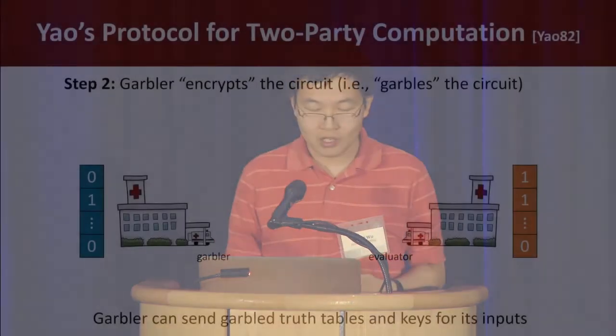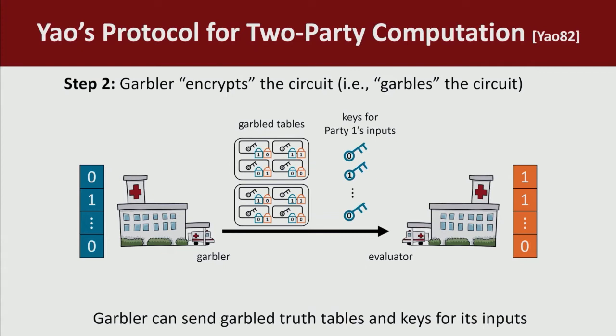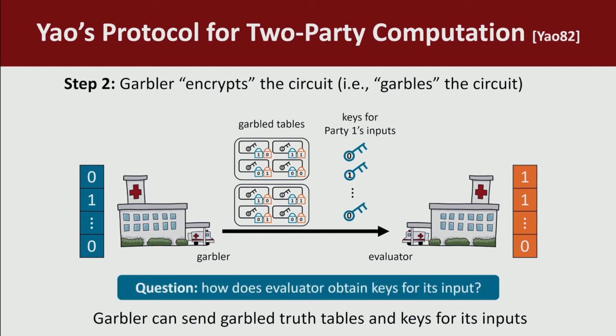Okay? So the overall protocol will roughly go as follows. The garbler is going to prepare its garbled circuits, and it's going to send the garbled tables as well as the keys for its input to the evaluator. There's one more step that's missing here. How does the evaluator obtain the keys for its input? Because the evaluator also participates in the computation. It needs to provide some set of keys in order to actually decrypt the entries in these garbled tables and compute the responses. So there's one final ingredient, which is the notion of an oblivious transfer protocol.